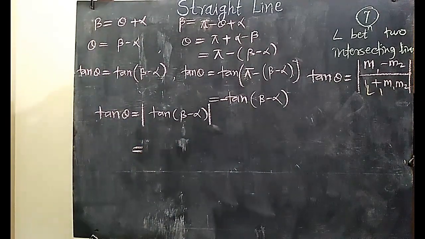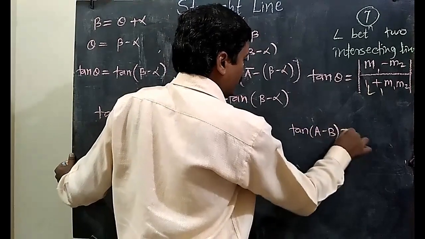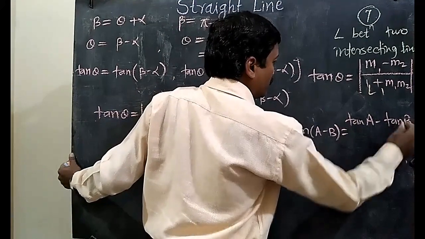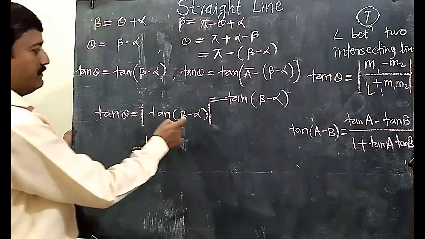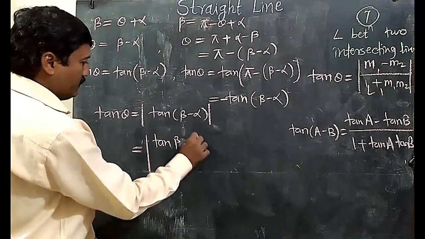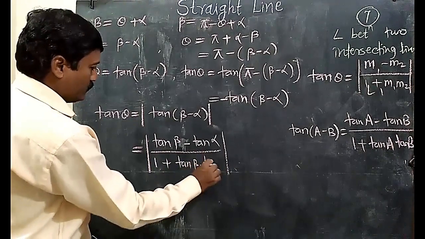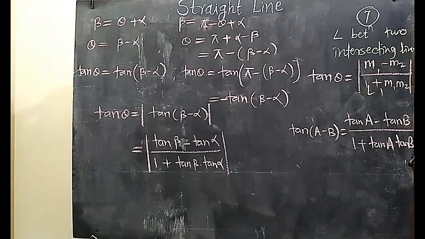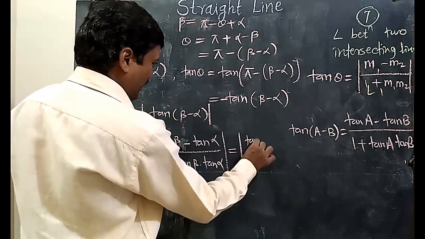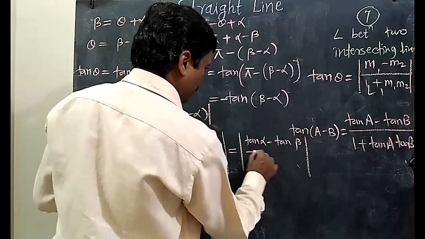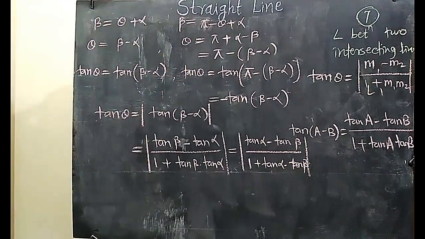And now let us use the formula. We know that tan of A minus B, once again I will write the formula here, tan of A minus B is equal to tan A minus tan B upon 1 plus tan A tan B. So using that formula we can write tan of beta minus alpha as tan beta minus tan alpha, whole divided by 1 plus tan beta into tan alpha. Instead of beta minus alpha, we can take alpha minus beta also. If we change the positions of alpha and beta, we get tan alpha minus tan beta upon 1 plus tan alpha into tan beta. We can interchange the positions of alpha and beta.